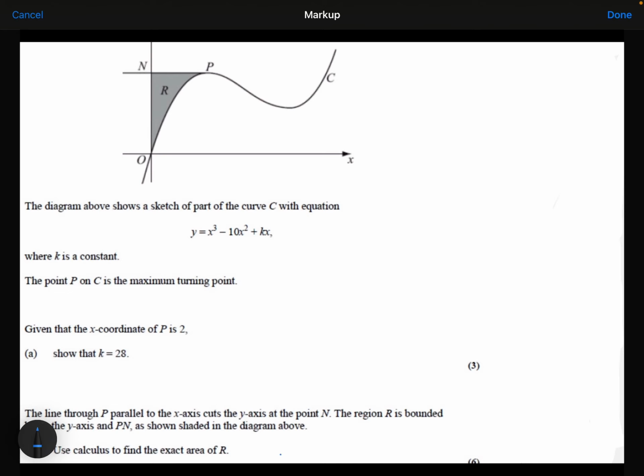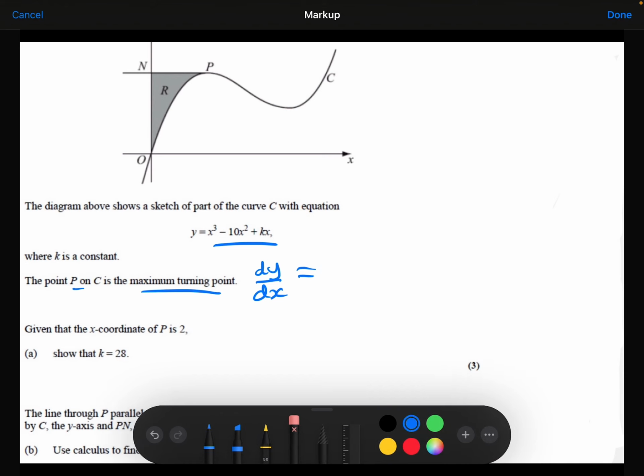Well, given that P is a maximum turning point, that's making me think that the gradient is equal to 0 at that point. So if I differentiate my function, I get 3x squared minus 20x plus k. And I know that's going to equal 0 at P.